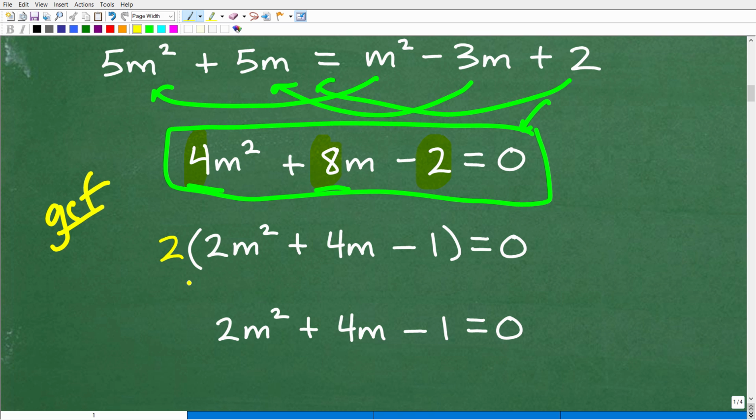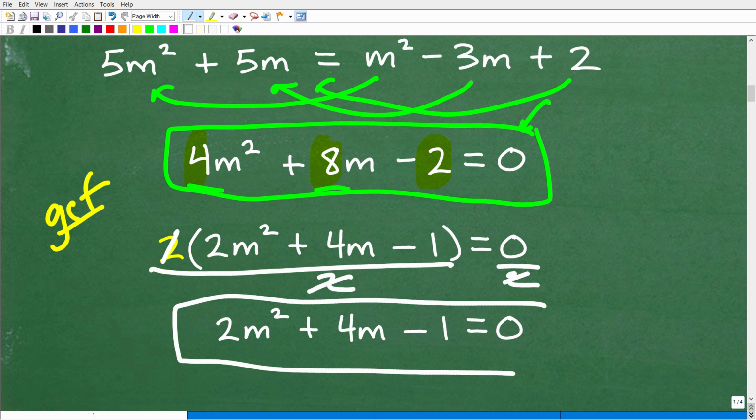Now, if you notice, I factored out the GCF, and now I'm able to write the equation this way: 2m squared plus 4m minus 1 is equal to 0. So you might be saying, hey, Mr. YouTube Math Man, what happened to the 2? You just got rid of it. Well, not really. What I did was divide both sides of the equation by this 2, okay? So 2 divided by 2 is 1, and 0 divided by 2 is 0.